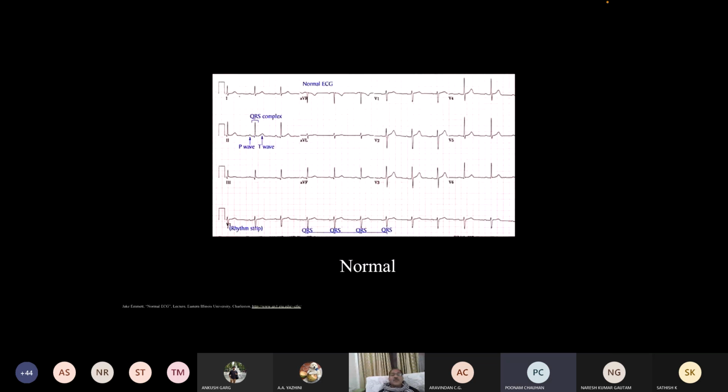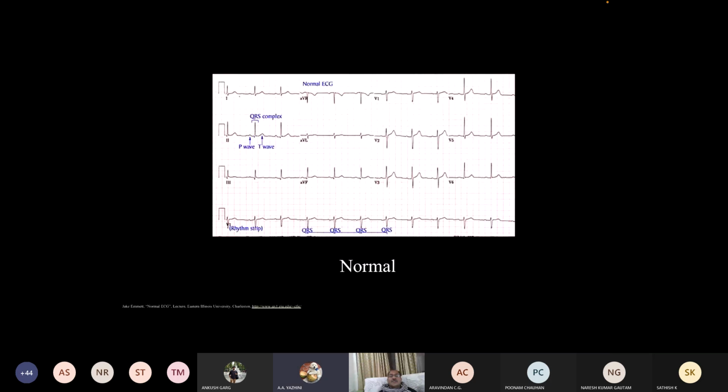This is a normal ECG. Yes, sir. Okay, read it. How will we explain that this ECG is normal? In a normal ECG, sir, first we have to look at the rate.